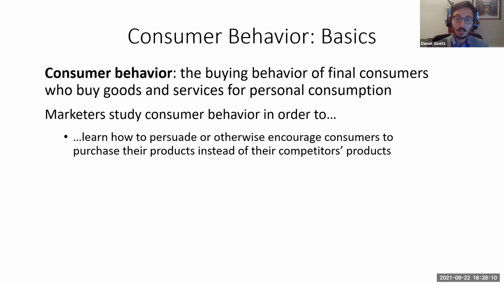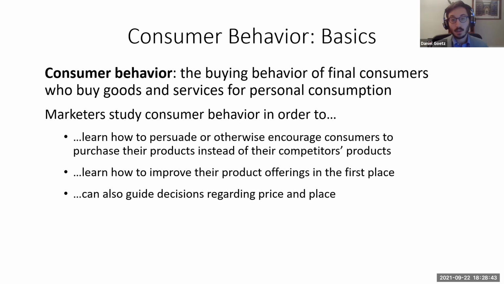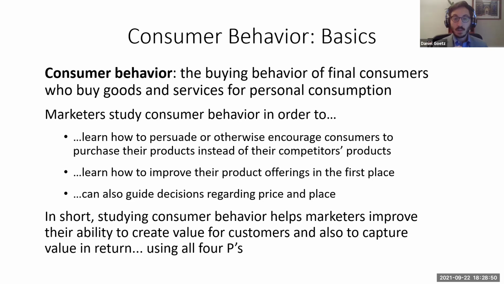But really, one aspect is learning how to persuade consumers to buy your products instead of competitors' products. But that's fairly narrow. That's an advertising-focused definition of what marketers do. Another is learning how to improve the product offerings in the first place, right? Not just persuasion, but improvement. Decide on the price, decide on what channels to make the product available through, right? So all of our study of consumer behavior is to allow us to pick our marketing tactics more effectively. And of course, the purpose of that is to create value for customers and then also to capture value in return, using all 4 Ps, right? Price, product, place, and promotion, okay?